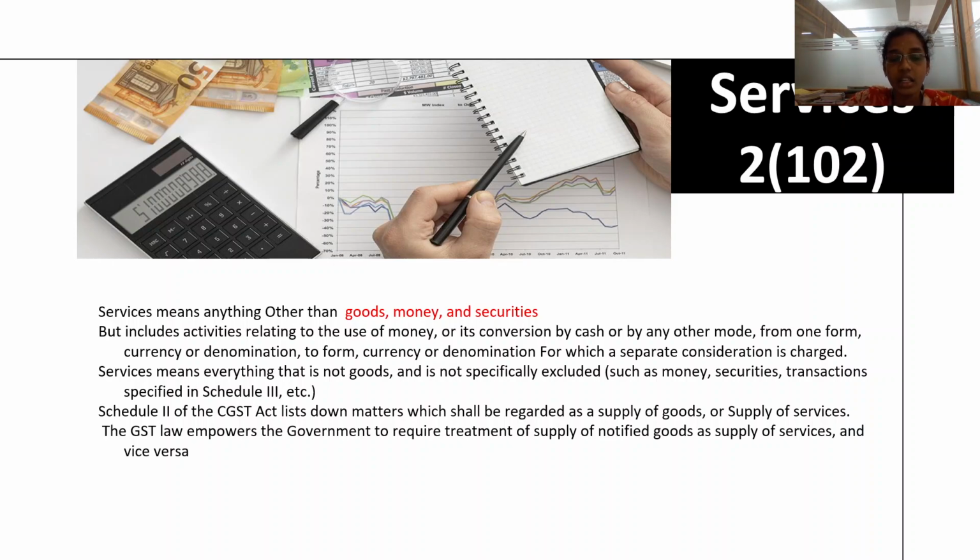Service means anything that is not goods and is not specifically excluded, such as money and securities, and transactions specified under Schedule 3 are not included as service. Schedule 2 of the CGST Act, what does it list down? It lists down matters which shall be regarded as supply of goods or supply of services. The GST law empowers the government to require treatment of supply of notified goods as supply of service and vice versa.